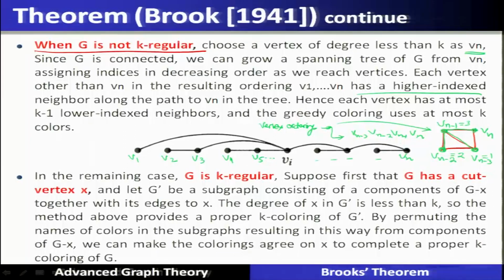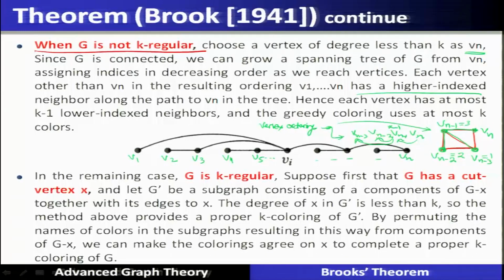So let us take Vn. Vn has only one neighbor, one neighbor on the left side. So that becomes k minus 2. As far as Vn minus 1 is concerned, it has 1 and 2, 1 and 2. So it is nothing but k minus 1 lower index neighbors that are basically placed on the left side.